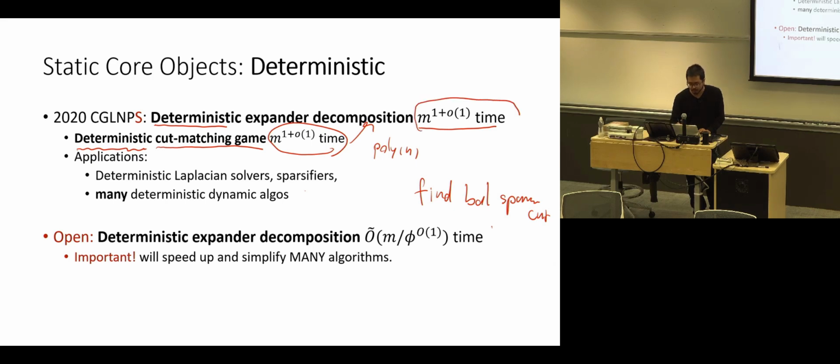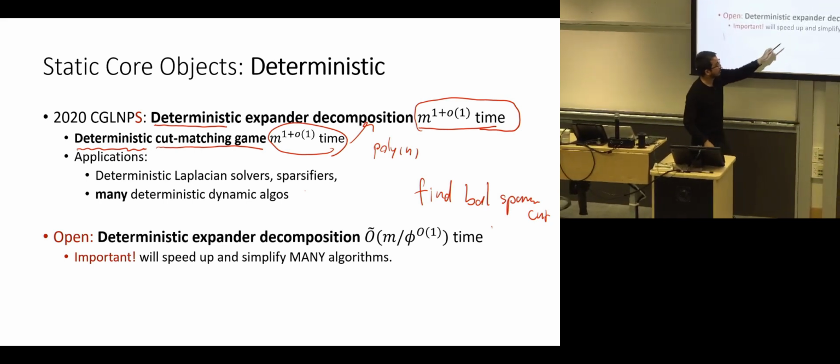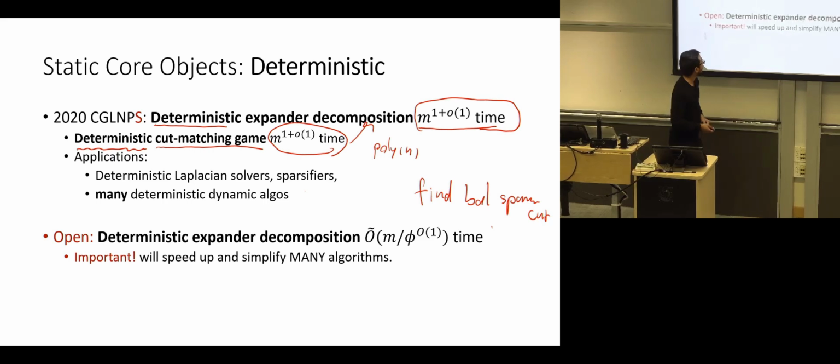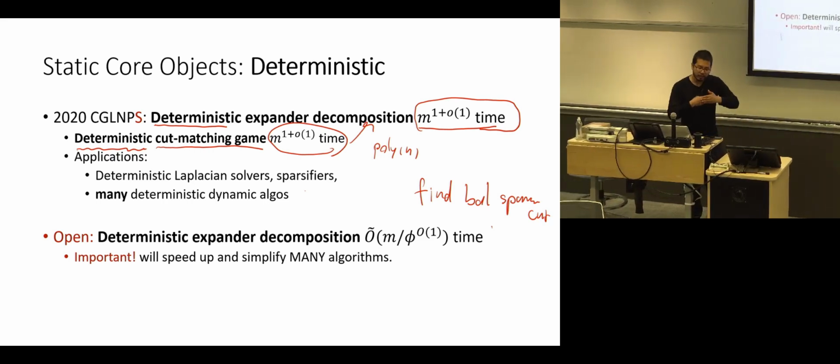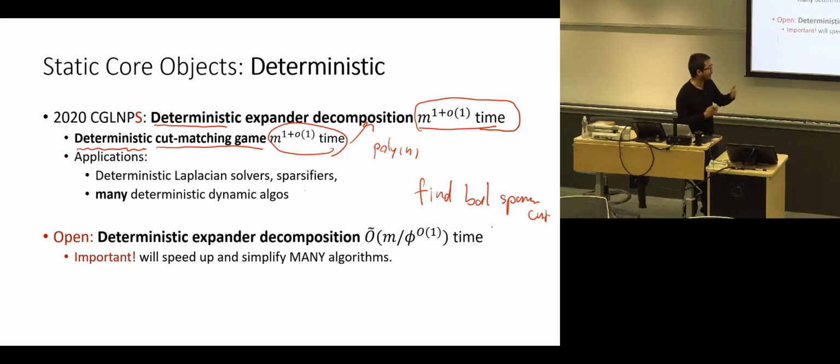Our algorithm is almost linear, but not nonlinear. And it's a big open problem if you can make it nonlinear. Because once you can do it, then basically you could speed up a bunch of deterministic algorithms.